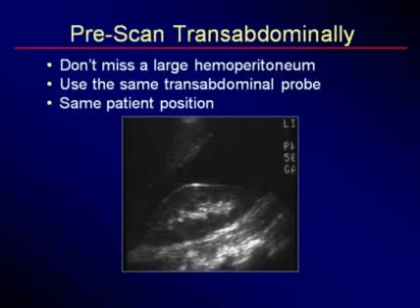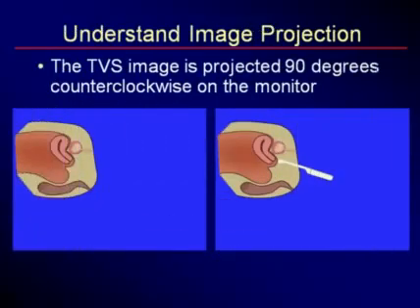If you do transvaginal alone, what you have to do then is change transducers, convert, and have the patient move back up on the table. This could shift the fluid back down into the pelvis. Does not make that exam as reliable. Now we have to also now understand the image projection.